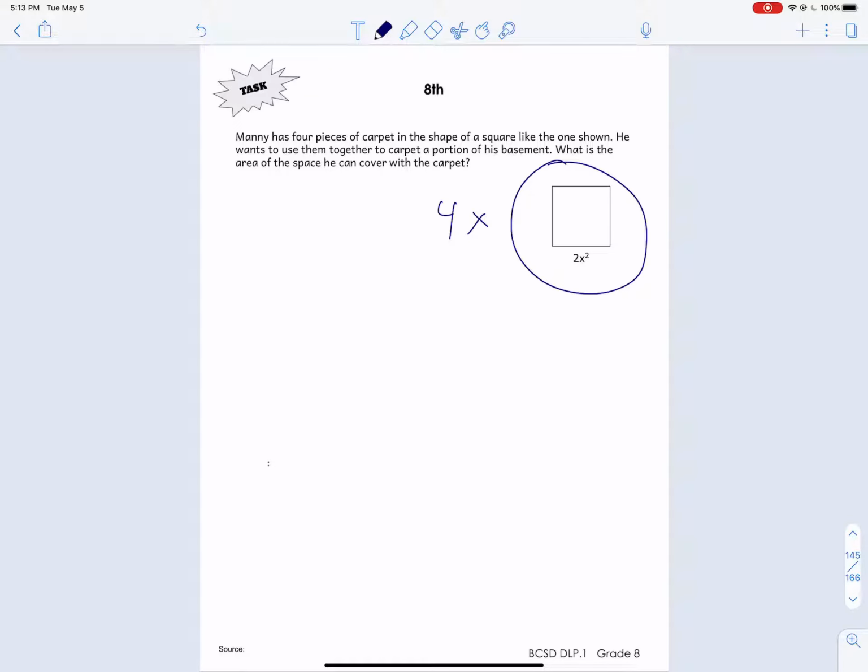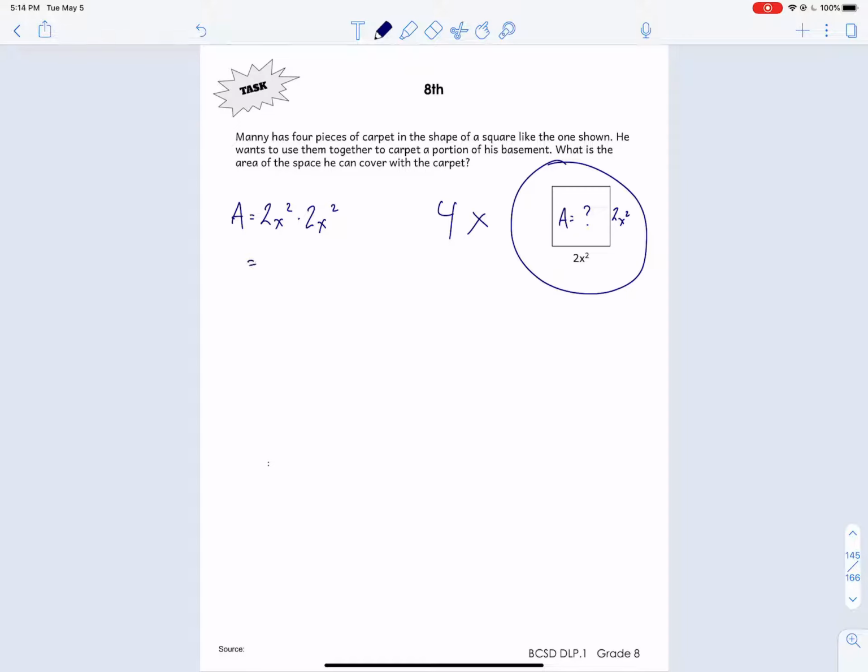So basically we need to figure out the area of 1, and then we can multiply that by 4. Or we can add 4 of these together and get the area like that. I'm going to multiply, but first let's find the area of one of those squares. Remember, the area of a square is the side squared, or the side times the side. So the area is side 2x squared times 2x squared.